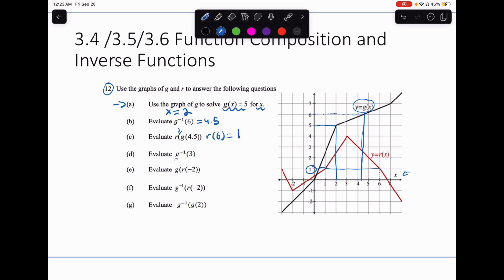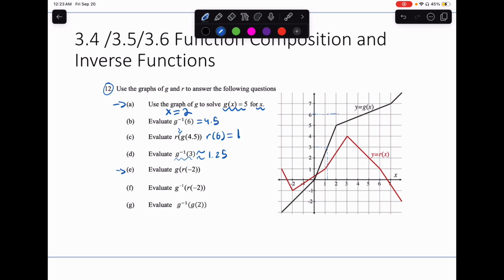So now we have g inverse of 3. Again, if we're looking at g of x, that means 3 is our output. It's no longer our input. So when g of x equals 3, what is the associated input value for that? Let me clear this really quick so we can take a better look. So, 3, and we're just going to have to estimate. I think they estimated it to be about 1.25.